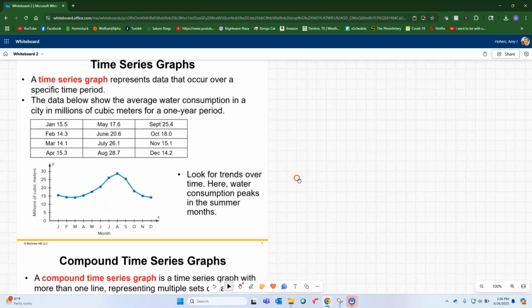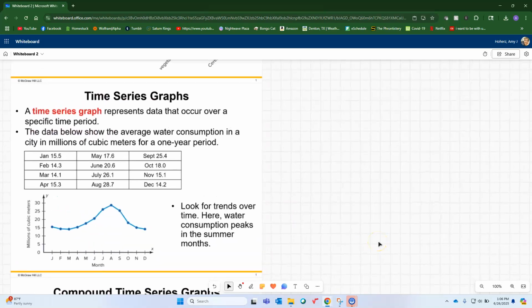Okay, here we go. All right, next we're going to talk about time series graph. Now, the biggest thing with a time series graph is that it has to be data that occurs over a specific period of time. So in this case, you'll notice the time is months, and it says J F M A, and they're months, so this is probably January, February, March, April. So for this one, it goes January to December.